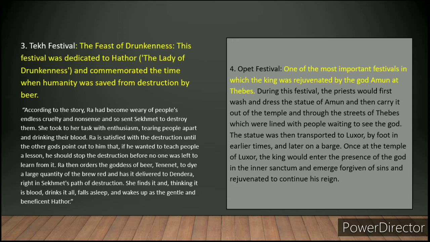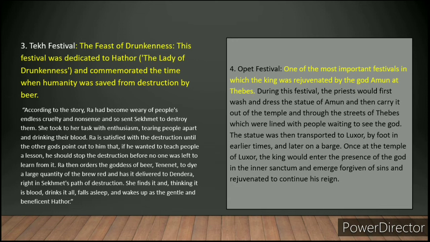Ra then ordered the goddess of beer, Tenenet, to dye a large quantity of the brew red and have it delivered to Dendera. Right in Sekhmet's path of destruction, she finds it and, thinking it is blood, drinks it all, falls asleep, and wakes up as the gentle and beneficent Hathor.